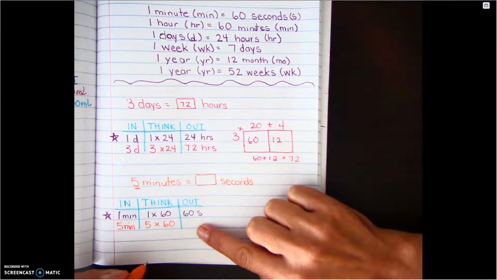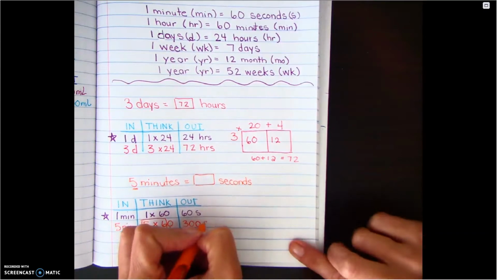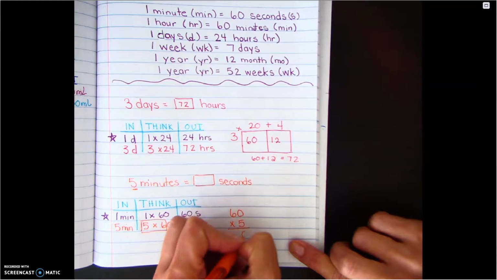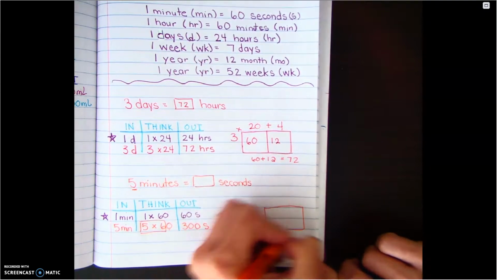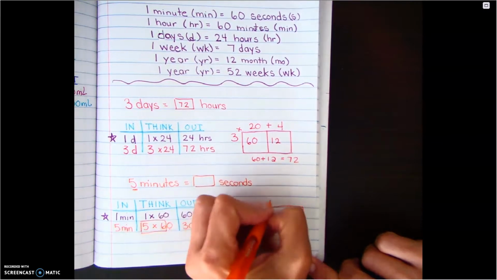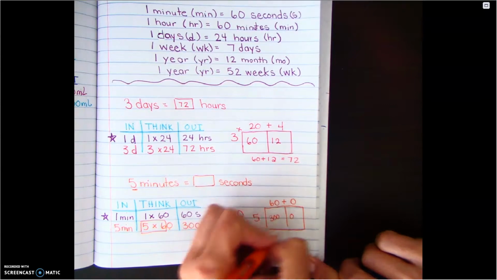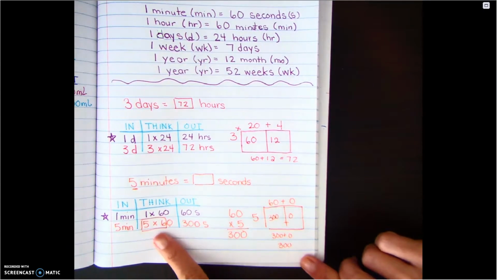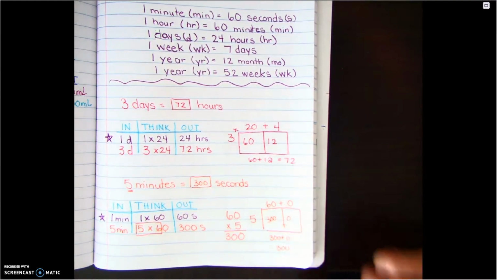Now this one we can use our trick of where we can multiply 5 times 6 is 30. And then we add our 0. So that means it's 300 seconds. I could do it also if I do my 60 times 5. 5 times 0 is 0, 6 times 5 is 30. I get the same answer, and then if I still wanted to do my area box, I could do 5, and then 60 would be 60 plus 0. So 5 times 60 is 300, and 5 times 0 is 0. 300 plus 0 is still 300. So whichever, you can use your trick, you can use your regular algorithm, or you can use your area model. So 5 minutes is equal to 300 seconds.